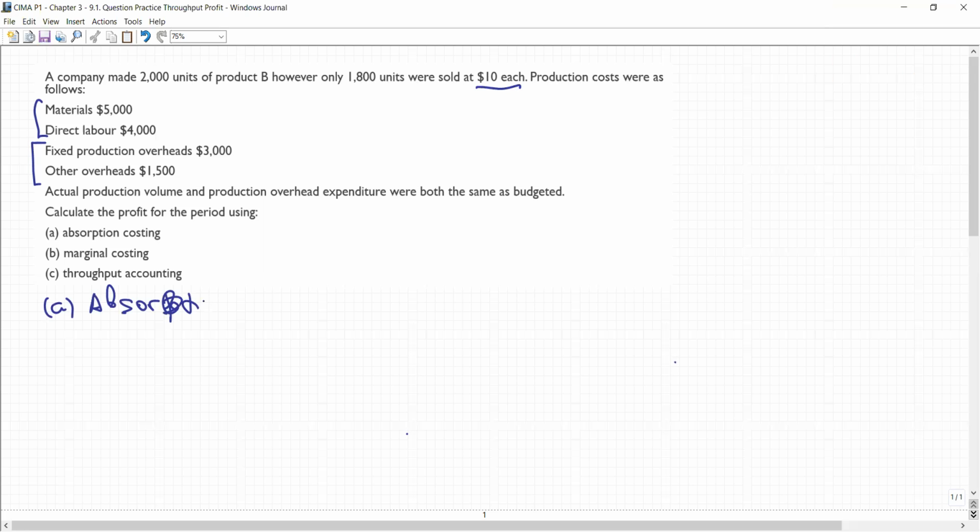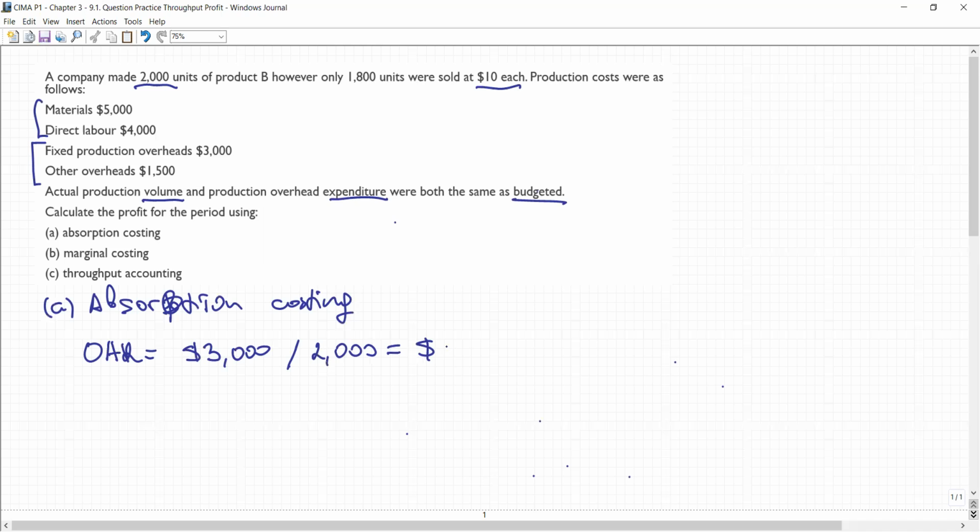So absorption costing, overhead absorption rate is calculated as budgeted fixed cost 3,000, and we were told that the expenditure was the same as budgeted, divided by budgeted volume. Budgeted volume is the same as the actual volume produced, which is 2,000 units. That gives us an overhead absorption rate of 1.5.